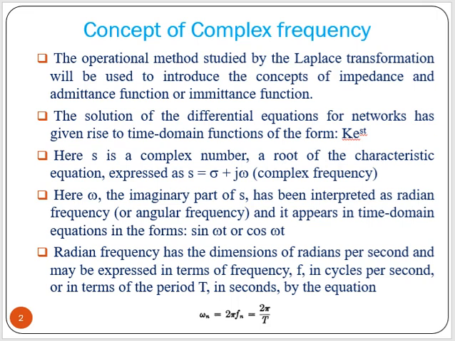Now here s is the complex frequency, a complex number, which is s equal to sigma plus j omega, where omega is the imaginary part of s, which is interpreted as radian frequency. It appears in the time domain in the form of sin omega t and cosine omega t, and here sigma is the Neper frequency. Now this omega has units of radians per second and may be expressed in terms of frequency. Omega is nothing but 2 pi f, or you can write 2 pi by T if T is the period.